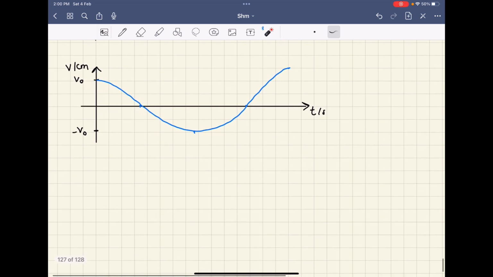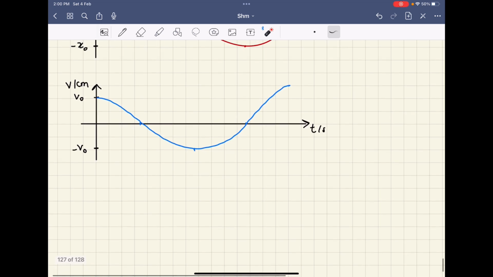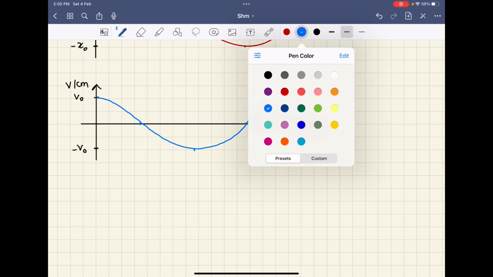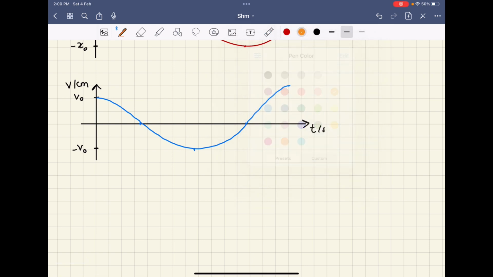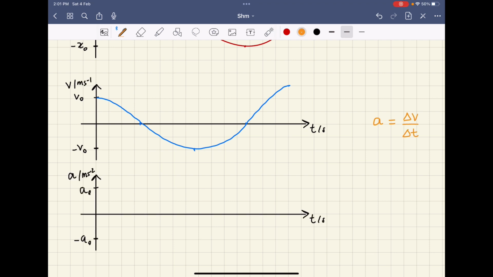Alright, now what about the acceleration versus time? So we know that acceleration is equal to the change in the velocity divided by the change in the time. Axes A and T, by the way, this is supposed to be meter per second. I just changed it, just noticed. Yeah, back to acceleration. So acceleration would be the gradient of this line.